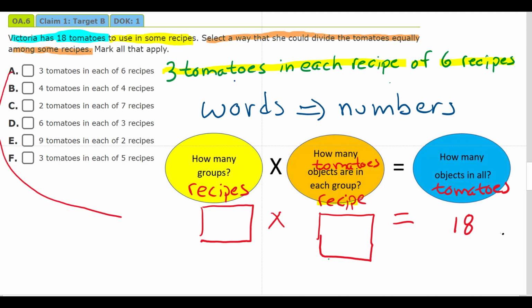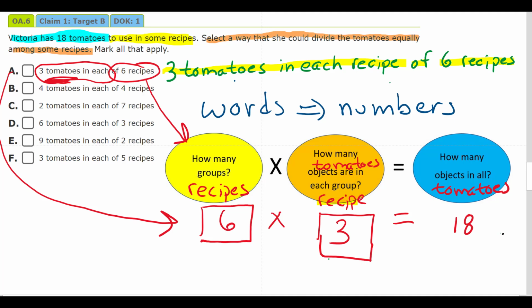So let's go ahead and take A and plug into our equation. So there are 3 tomatoes in each recipe. So there's the 3 of what? Of 6 recipes, which is like the groups. So does 6 times 3 equal 18? Well, yes, it does, and so we're going to mark this correct.